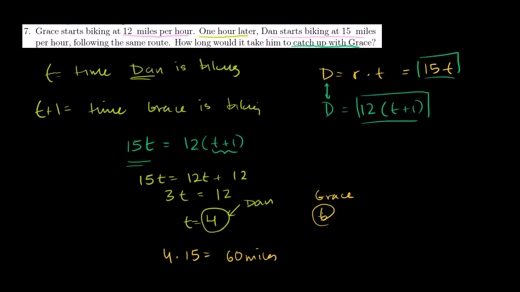And Grace, after, sorry, there's one more. This isn't a 6. She goes 1 more hour than Dan. So it's 5. She's traveled for 5 hours. So Grace would have gone 5 hours at 12 miles an hour. And that, once again, is also 60 miles. So they meet at exactly the 60-mile mark.